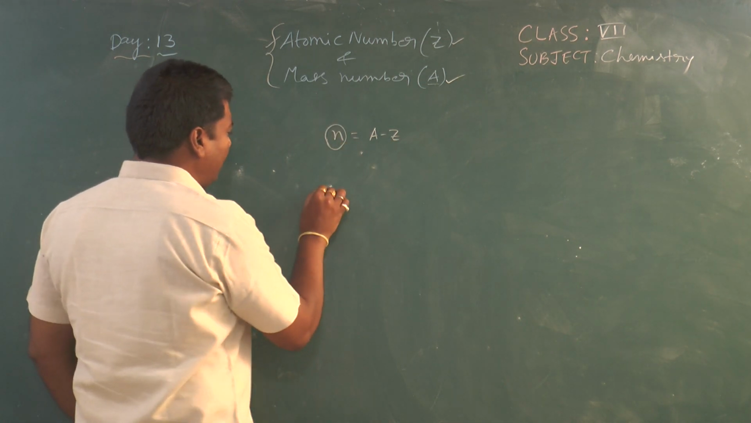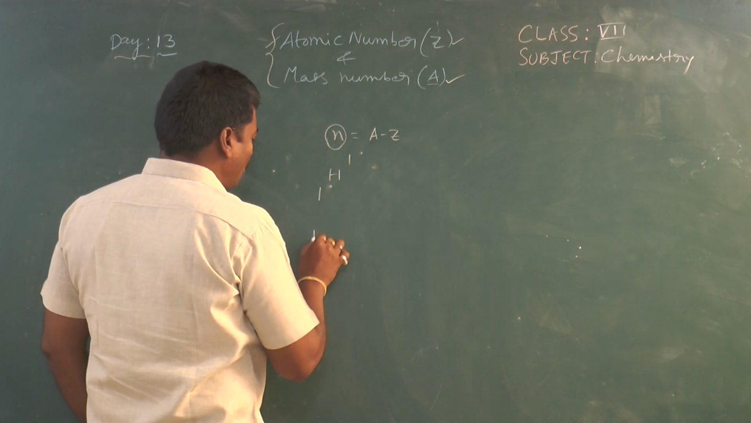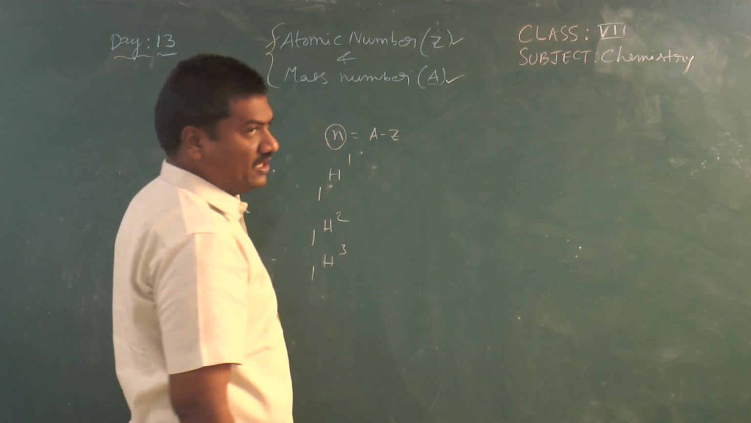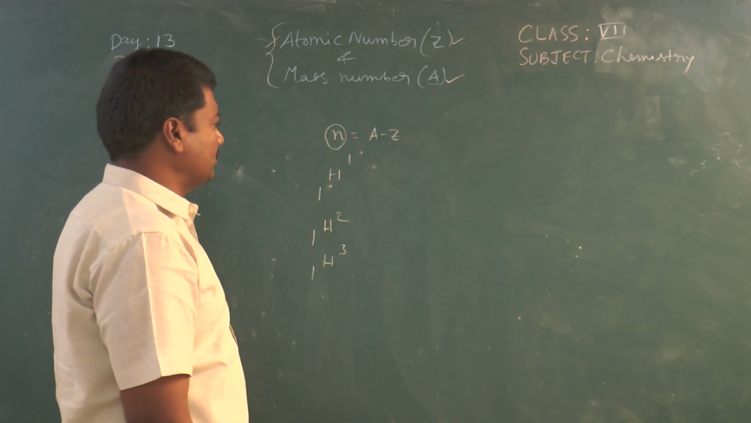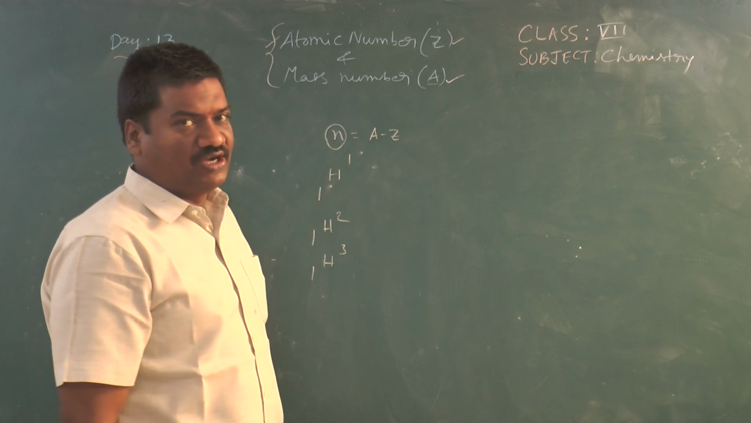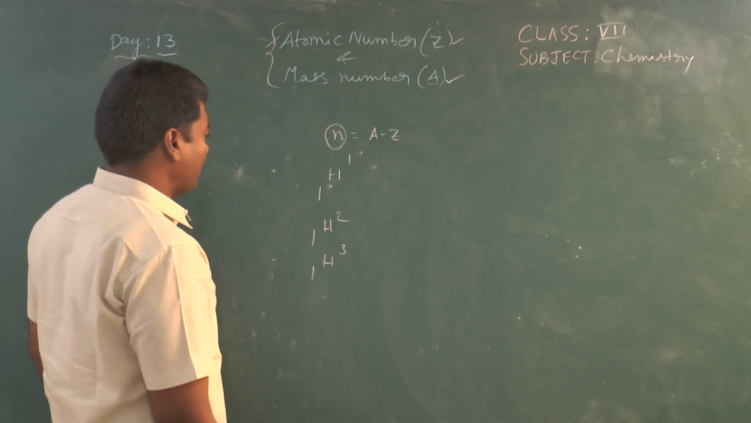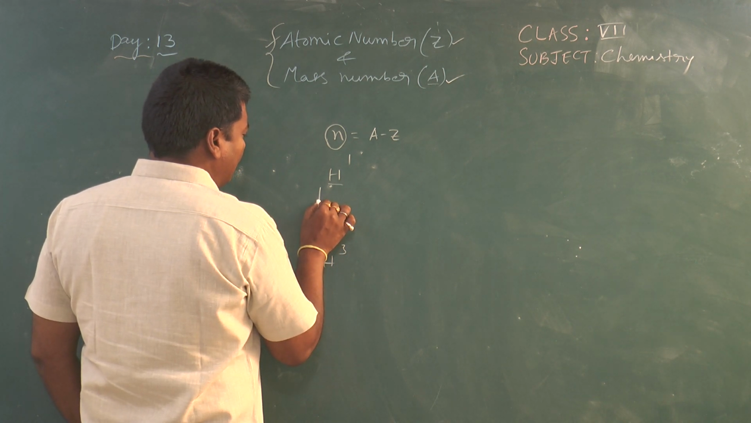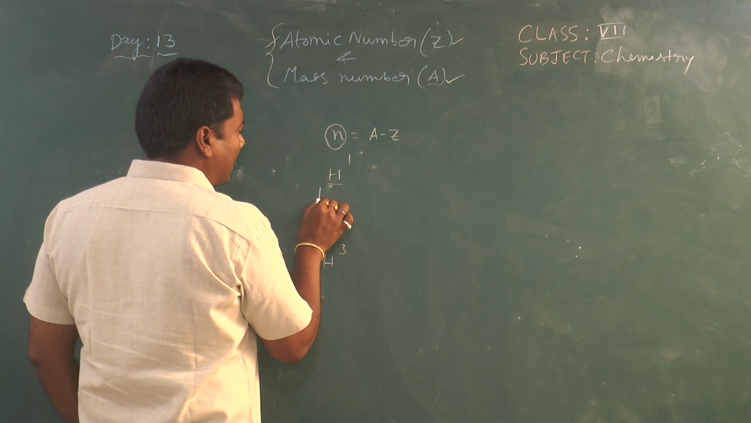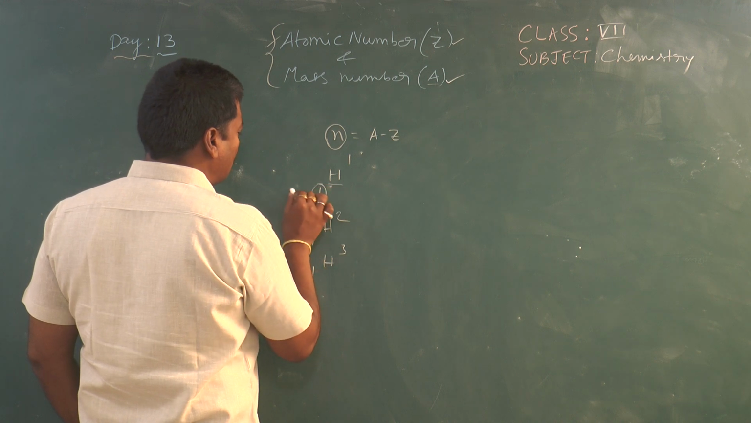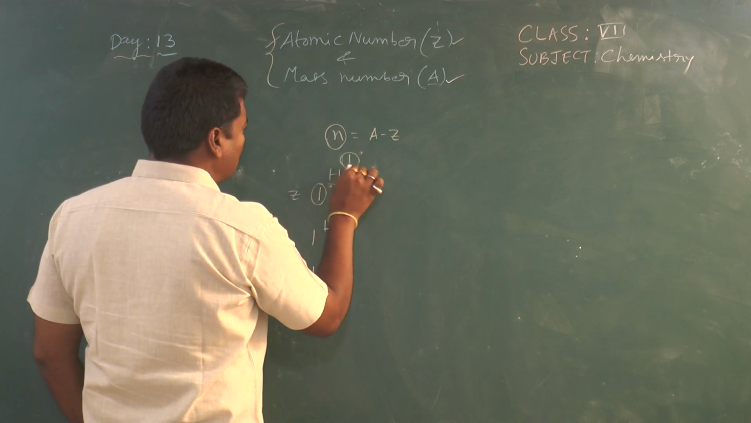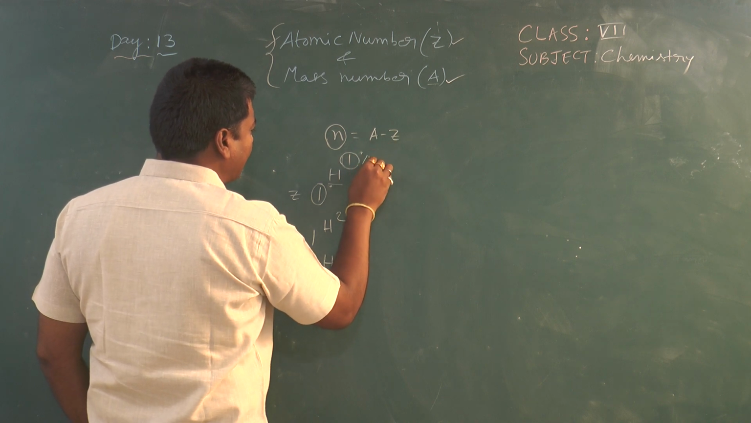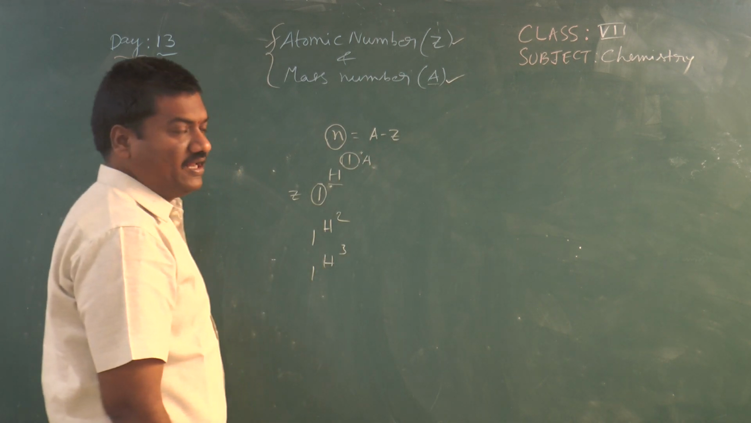For example, I am taking three different isotopes: 1H1, 1H2, and 1H3. In these three isotopes, we are going to calculate how many neutrons there are. Here H is the symbol for the element, the lower number tells the atomic number, which is Z, and the upper number tells the mass number, which is capital A.